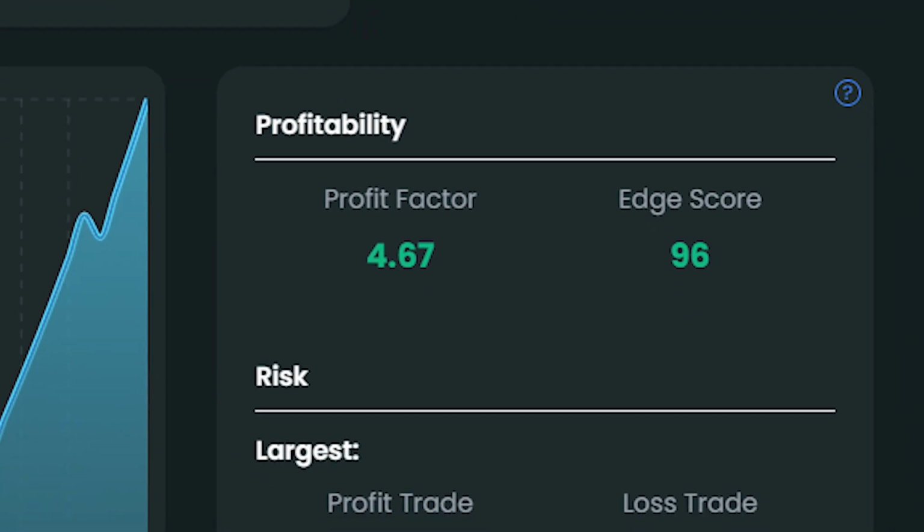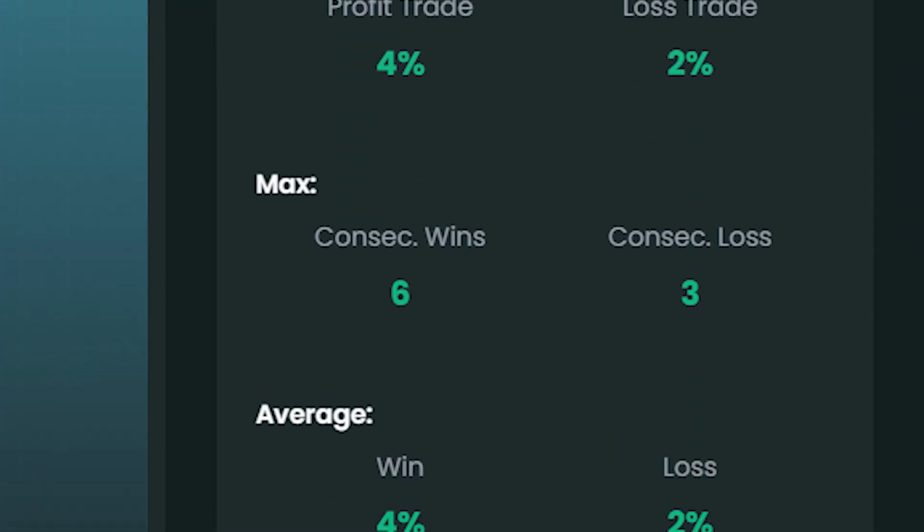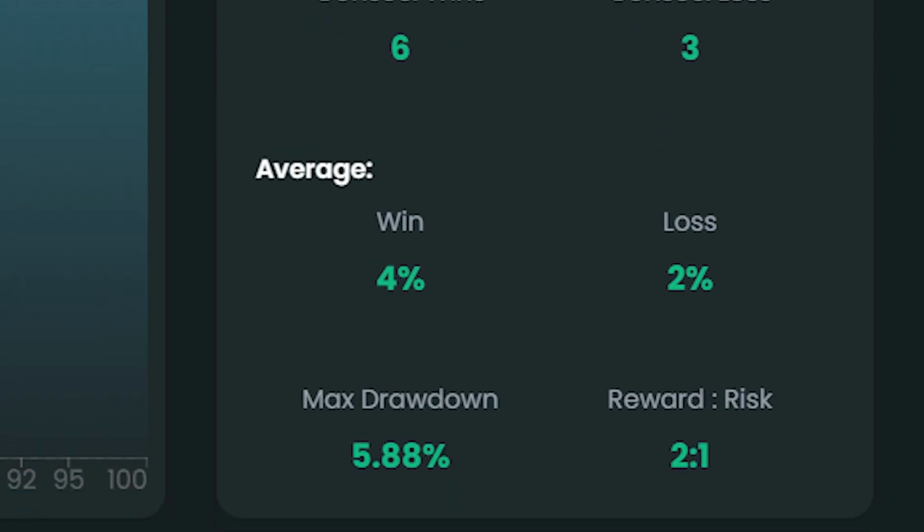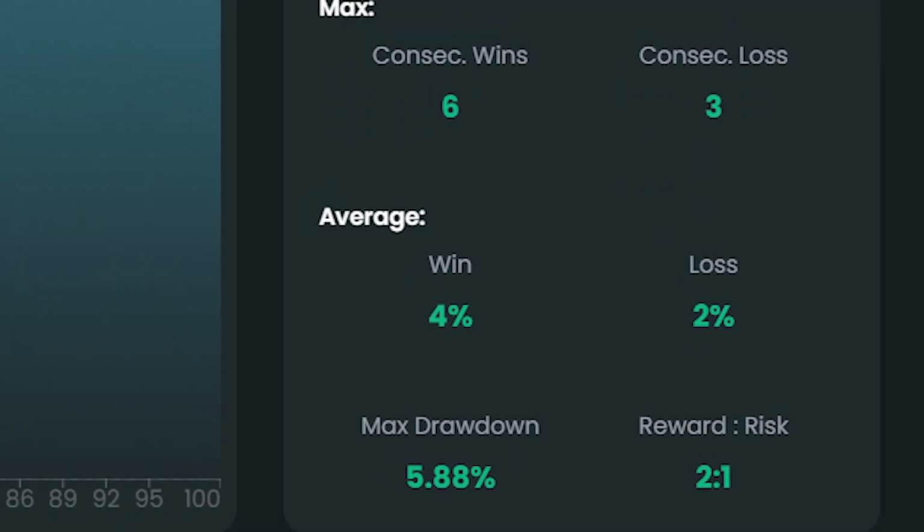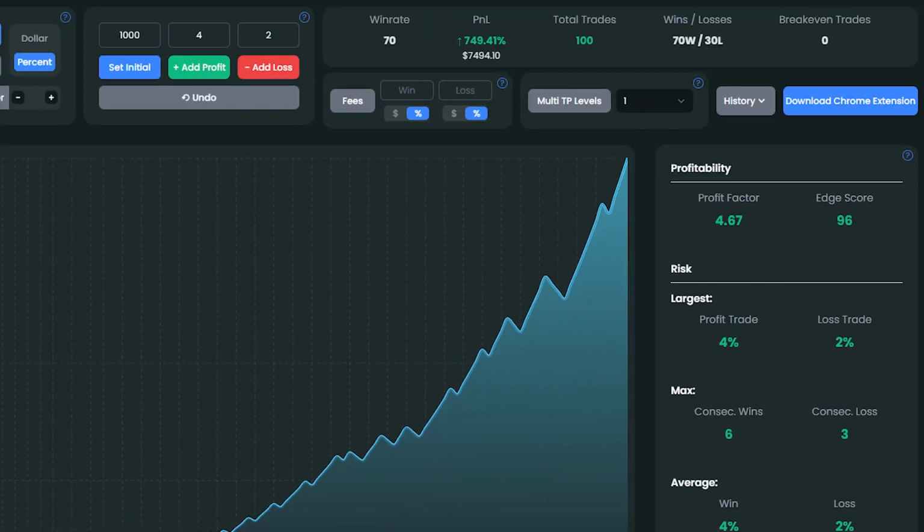The profit factor was 4.67. I had 6 consecutive wins against 3 consecutive losses. The maximum drawdown was 5.88%. The account grew from $1,000 to $7,494, which is just crazy. This strategy performed very well in the back testing.